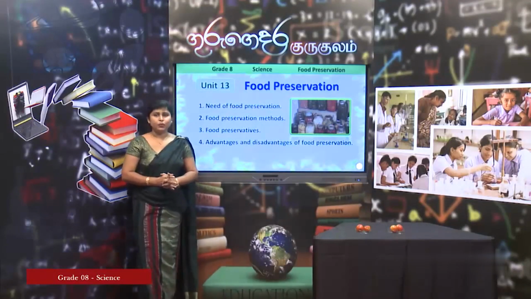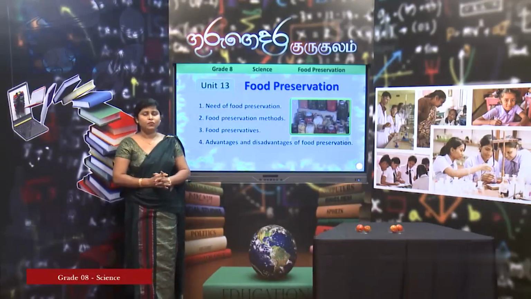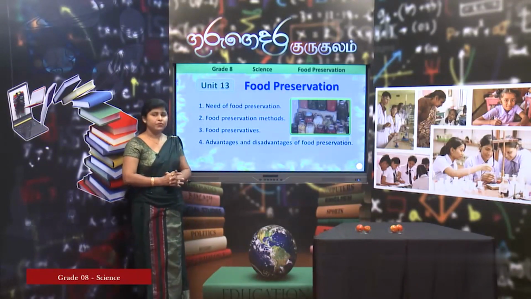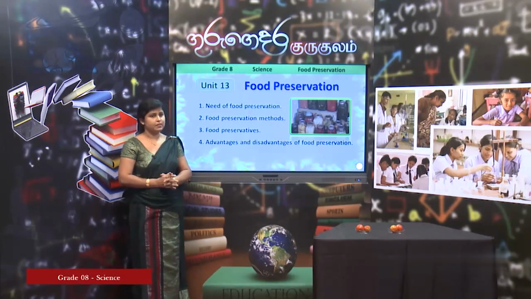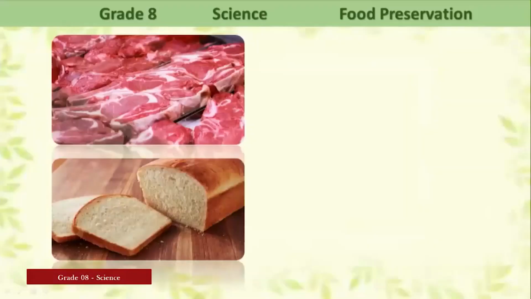I think now you can understand the differences between fresh food and spoiled food. There are certain differences. Let us see. Here I have given you some other examples. On the screen you can see fresh meat and fresh bread. Both food items are fresh. They have fresh color, their taste is fresh, and everything is fresh.